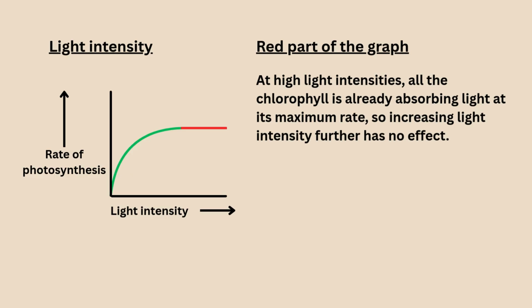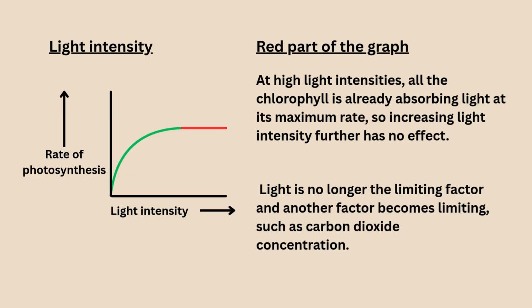In the red part of the graph, at higher light intensities, all the chlorophyll is already absorbing light at its maximum rate, so increasing light intensity further has no effect. Light is no longer the limiting factor, and another factor becomes limiting, such as carbon dioxide concentration.